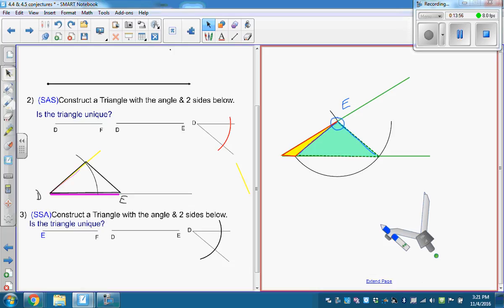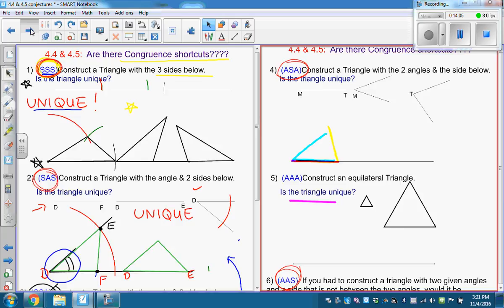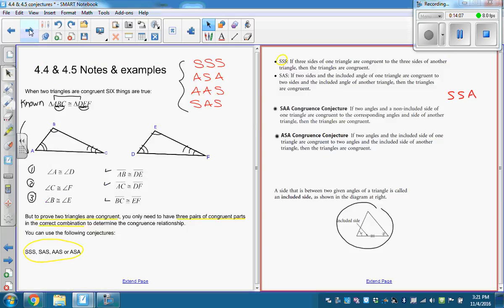What are you doing, Max? Why? I can't see. I don't know how to help you guys. Okay.